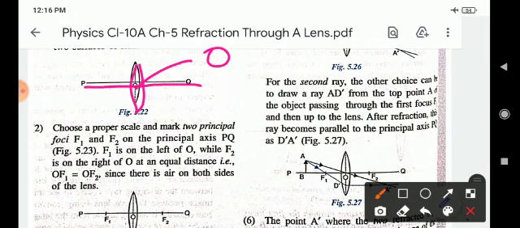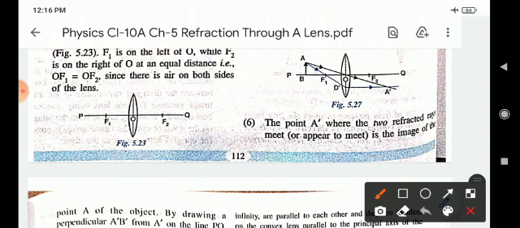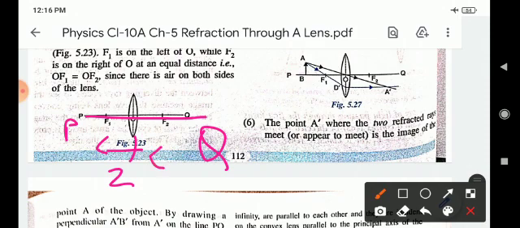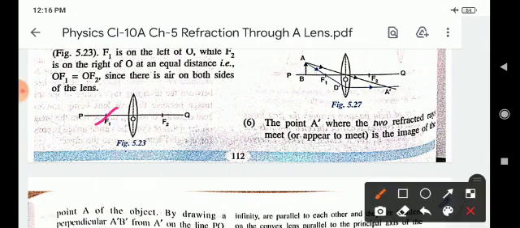Okay, children. Second step. Choose a proper scale and mark two principal foci. Proper scale means, PQ is the principal axis. If F1 is 2 centimeter, then F2 is also 2 centimeter from the optical center. Proper mark. So F1 is the first focus and F2 is the second focus.